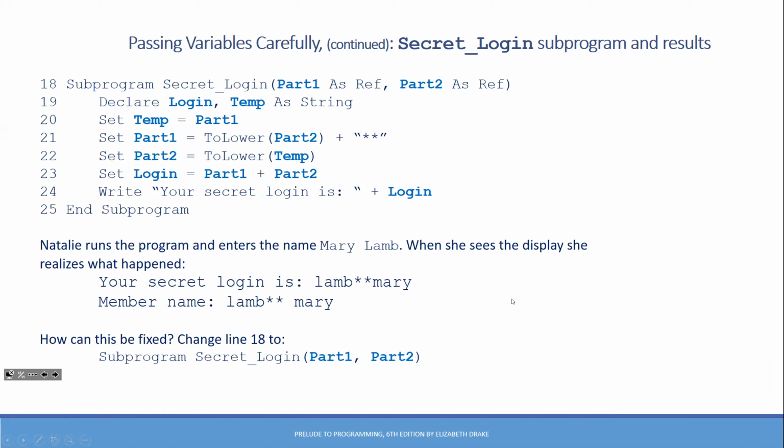Now, when she sees what the display is, she sees that it's displaying her login correctly, that she wanted last name, 2 stars, and then first name. But the member name, when it gets back to the main, is not printing properly. It should be printing Mary Lamb as her name. So how that could be fixed is don't pass the variables by reference. And then that way they wouldn't be updated by that subprogram, and they would retain their values.